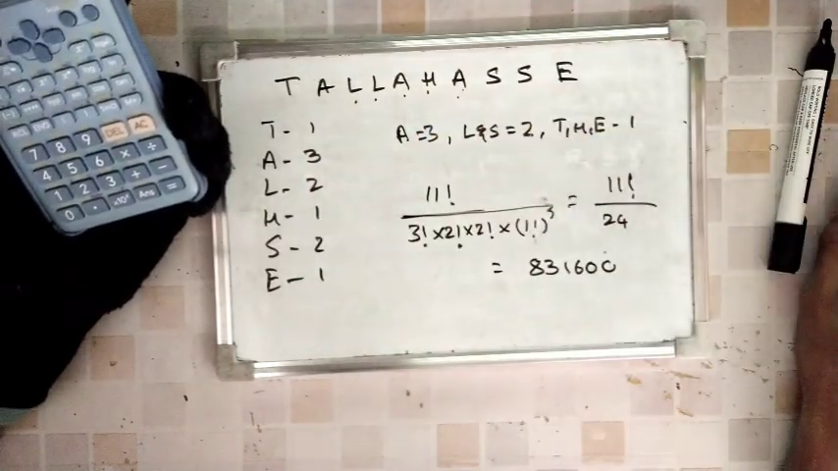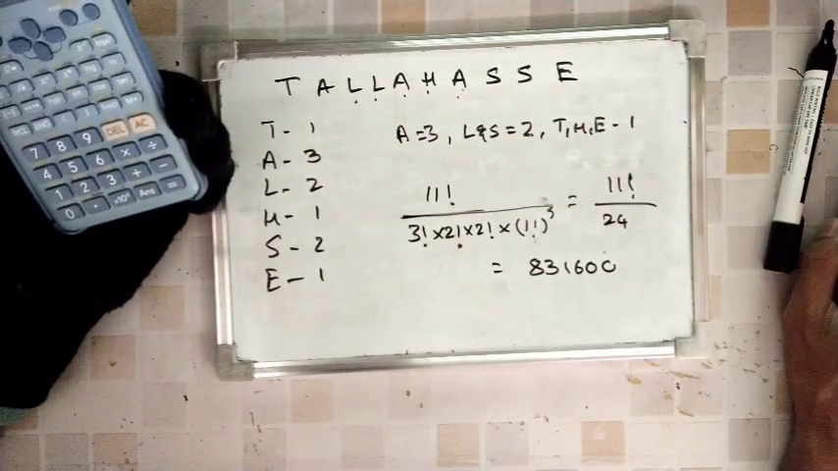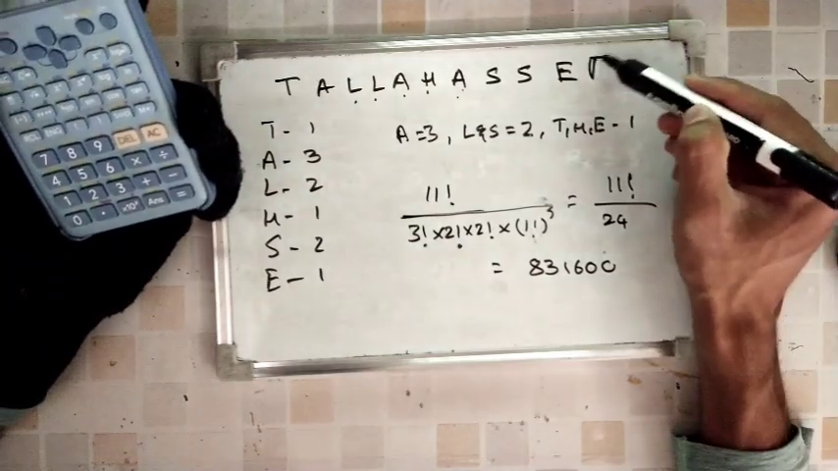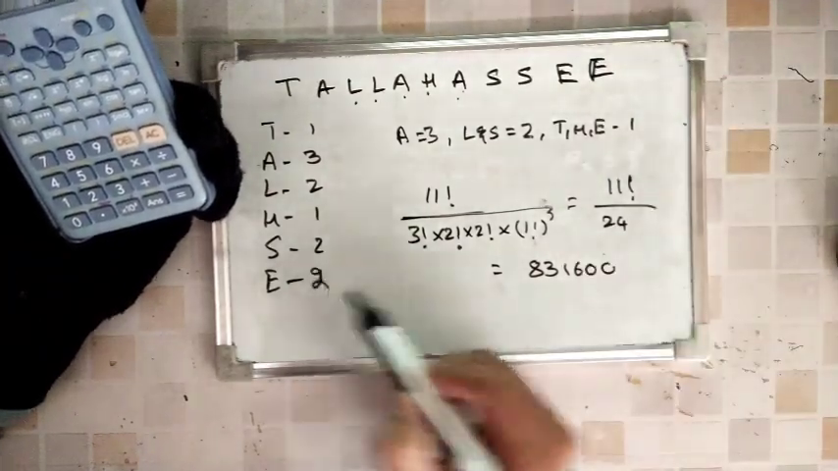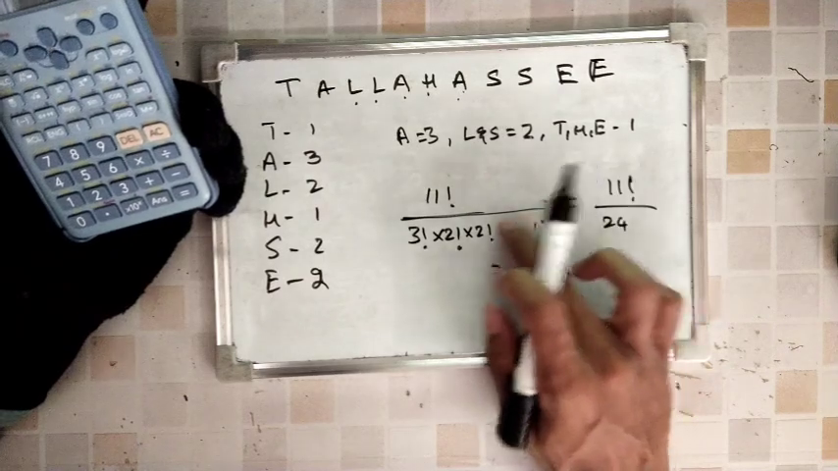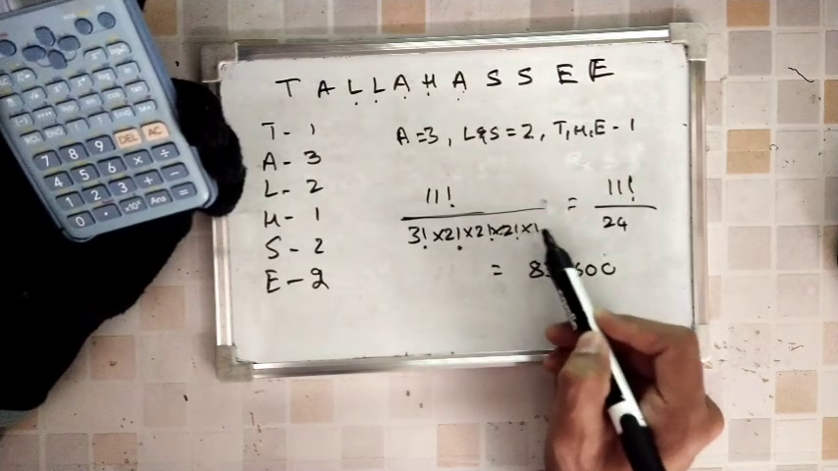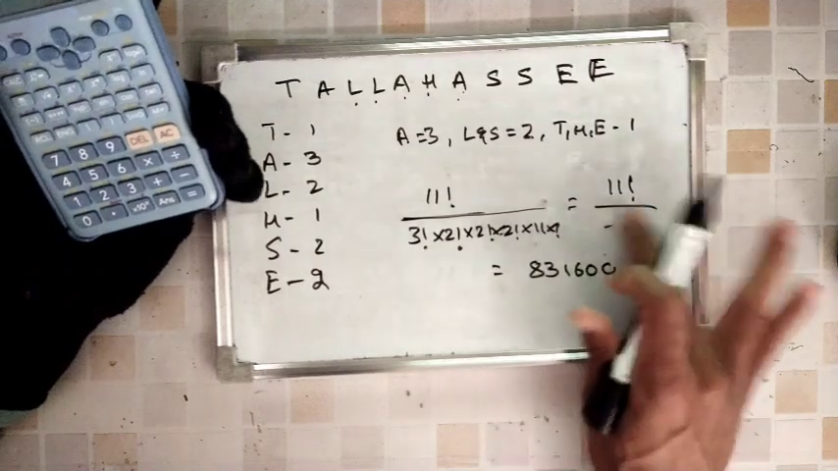Let me see this one again. T A L L A H A S S E E. Sorry, so E is also 2 times. So here I'll have another 2 factorial, another 1 factorial into 1 factorial.